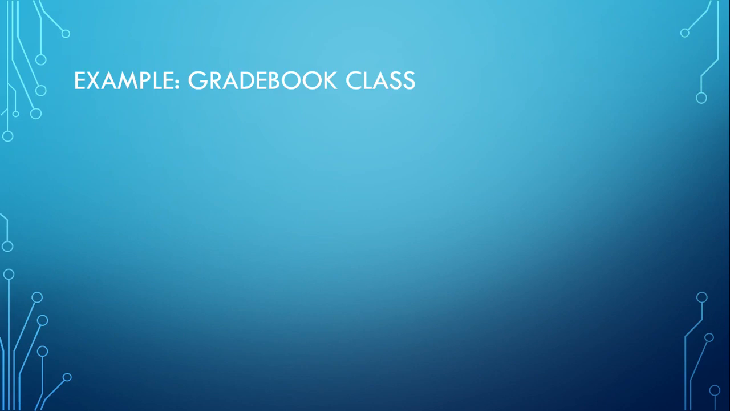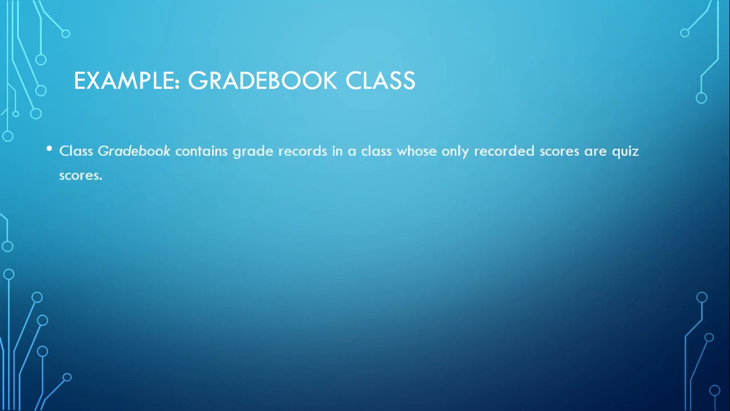All right, let's look at this now, though, rather than just individual methods, let's look at this inside of a class. So we have this Gradebook class, which is going to be in the class materials. Class Gradebook contains grade records in a class whose only recorded scores are quiz scores. An object of this class has three array instance variables.